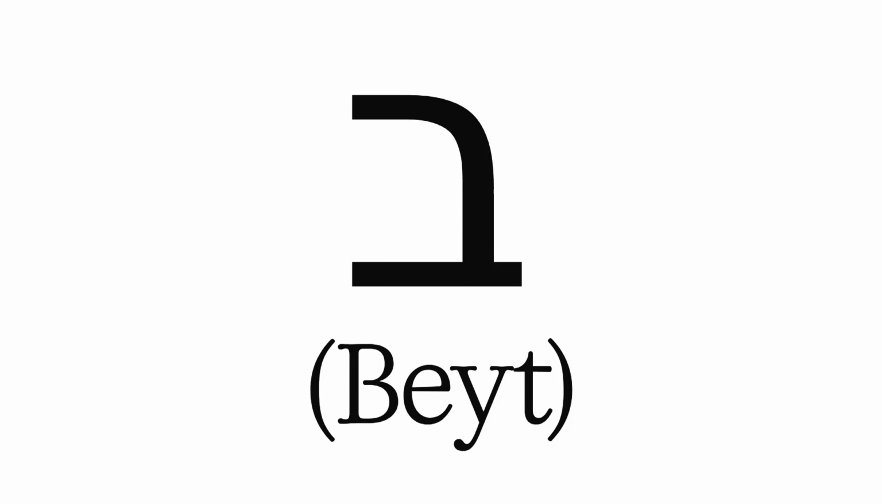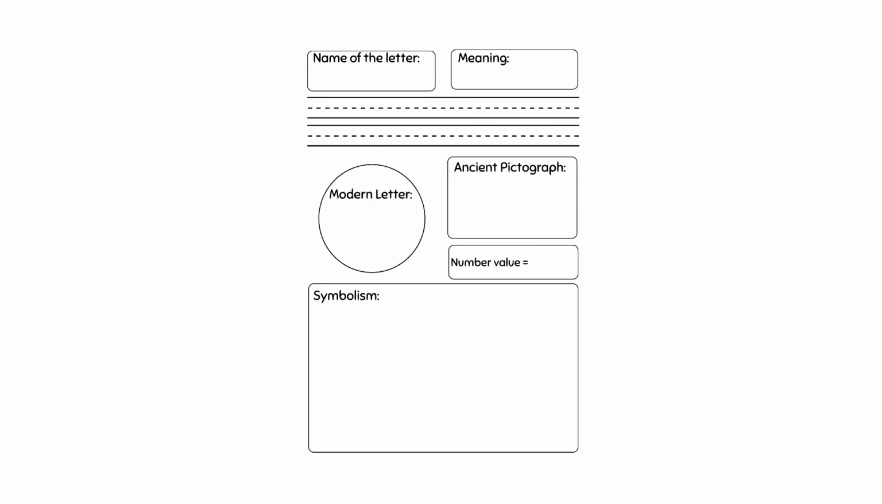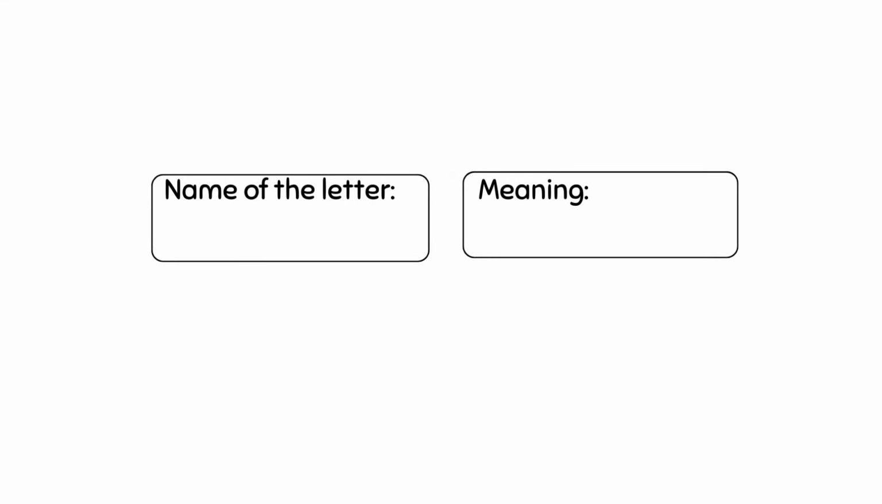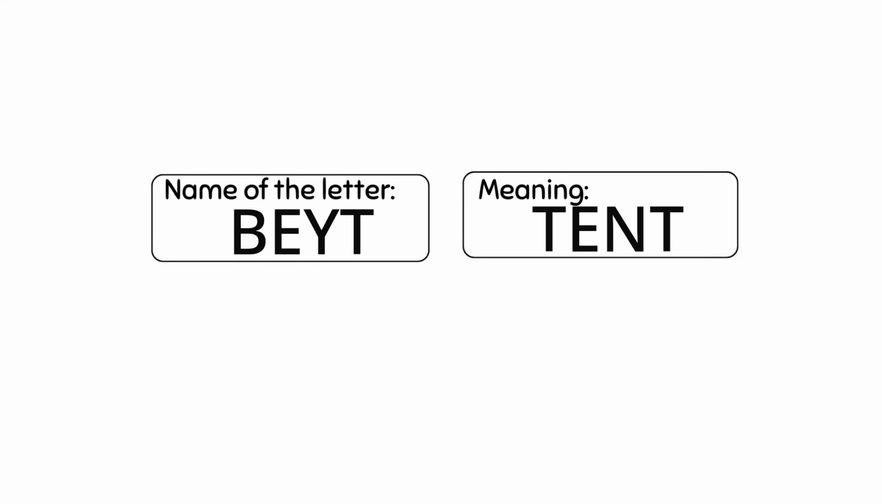The second letter of the Hebrew Aleph-Bet is Beyt. Let's begin a new letter profile for Beyt. The meaning is going to be a house or a tent.